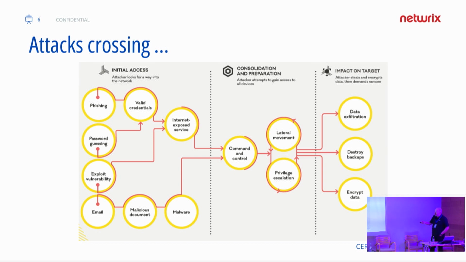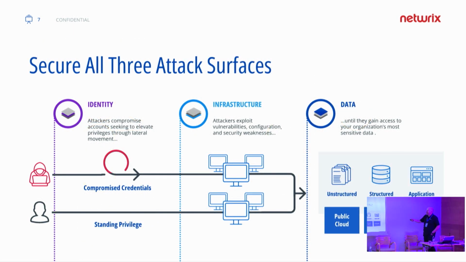Email, malicious document, malware, command and control. When you look at this stuff here, you see password guessing, phishing, valid credentials, privilege escalation, lateral movement, getting to the data, where data is also the context of my session today, about the data in your AD, DC sync, and stuff like that.